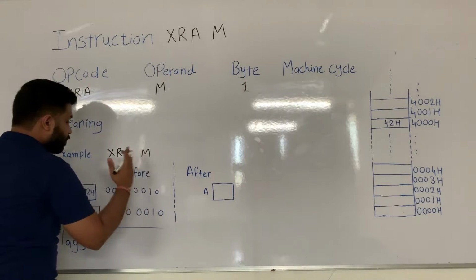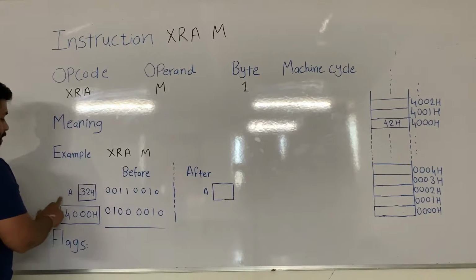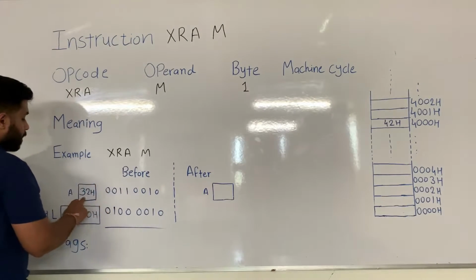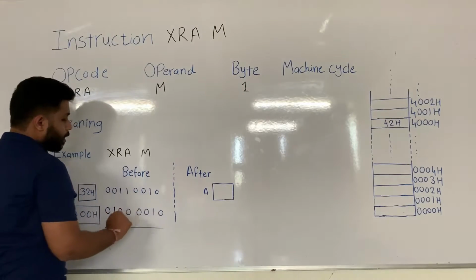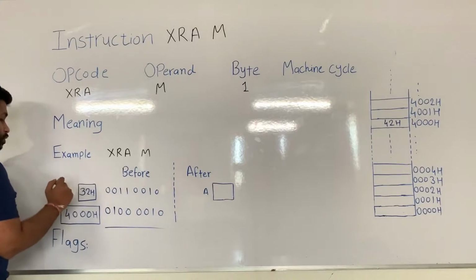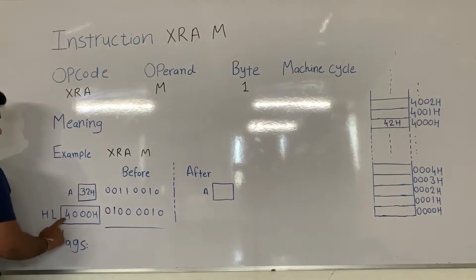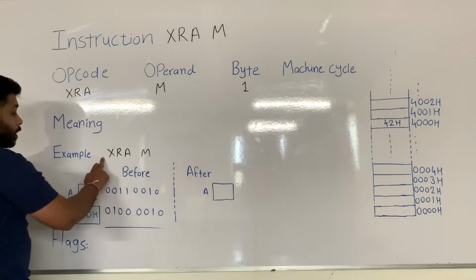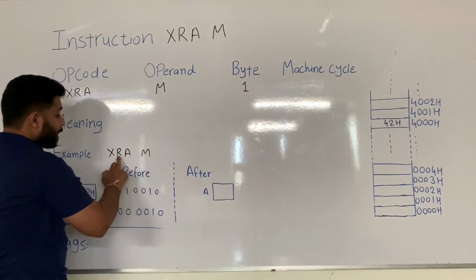Suppose the example is XRA M. Before the execution, you can see the accumulator contains 32H. It is in hexadecimal, and I have also shown it in binary. You can see that before the execution, the content of the HL pair is 4000H. Now, what will happen if we execute XRA M?